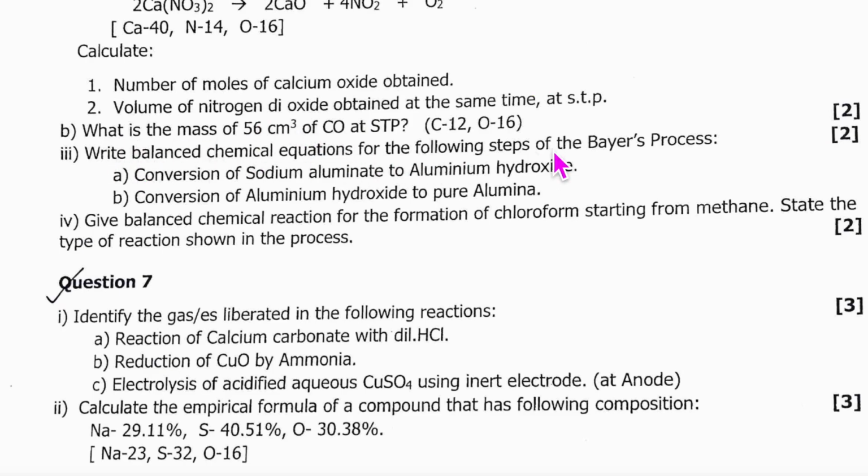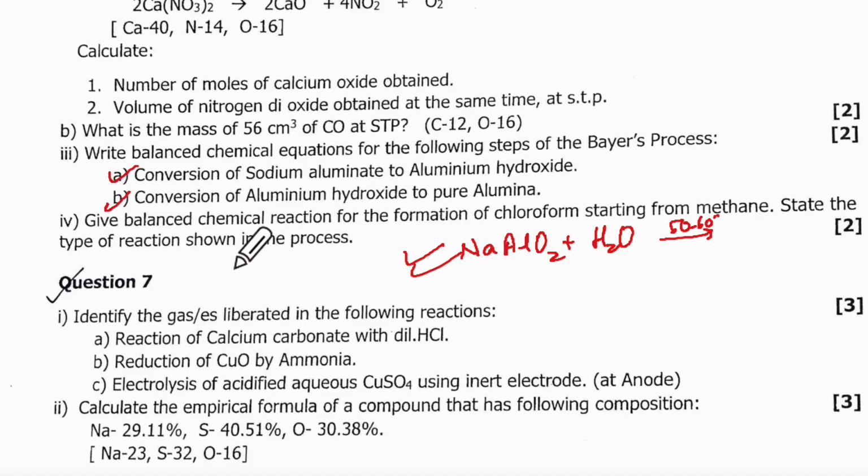Balance chemical equations for Baeyer's process. Do you know sodium aluminate to aluminium hydroxide? It is NaAlO2 plus H2O, and this will be at 50 to 60 degrees, and it will give you Al(OH)3. Learn the thrice, balance. These reactions you have to know by heart.